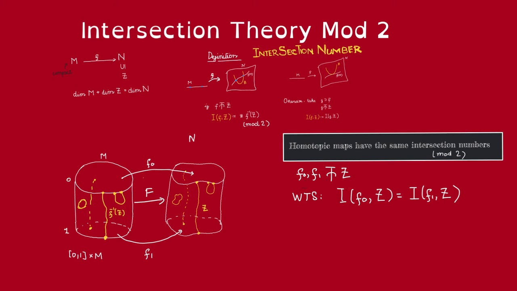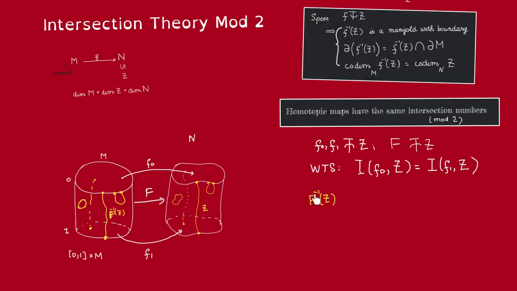We want to show that the intersection number of f0 with Z is going to be equal to the intersection number of f1 with Z. First, by the extension theorem, we can assume that this big homotopy map itself is transversal to Z. Now let's look at the preimage of Z under this map F. We claim that it's a one-dimensional manifold.